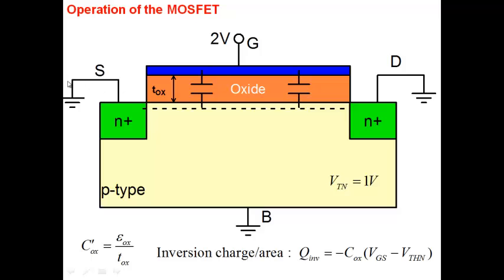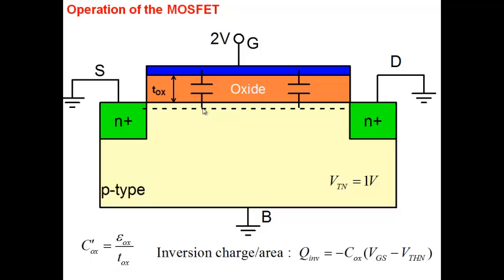So we have source which is grounded, drain grounded, body also grounded, and I've applied 2 volts to my gate here. Now when I apply 2 volts to the gate, the voltage 2 volts is larger than threshold voltage. It means that there is a channel at the interface between the silicon and oxide. The dotted line shows you the channel. Now the issue is how much charge do I have in the channel? Since the channel is made up of electrons, we call it an inversion layer. So what is the magnitude of the inversion layer? How much charge do I have?